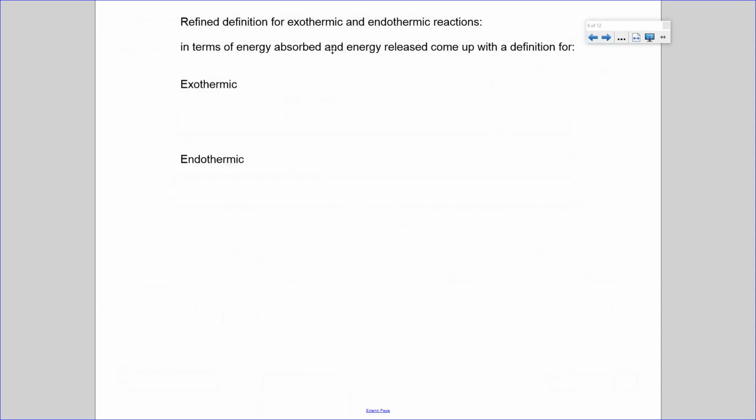Okay, so we need to use that to redefine our exothermic and endothermic reactions. So we hopefully had thought about exothermic reactions as being reactions that give out heat energy, exiting, and endothermic reactions as being reactions where energy is entering the chemicals. Okay, we need to be able to couch that in terms of the bonds being broken and the bonds being made. So an exothermic reaction is a reaction where more energy is released in bond making than is absorbed in bond breaking. Okay, that's going to mean that it has a negative energy change.